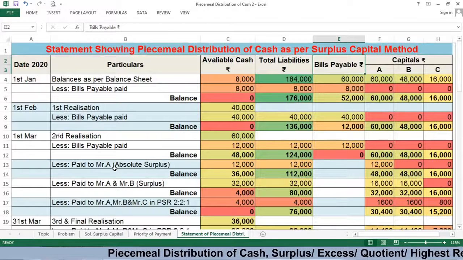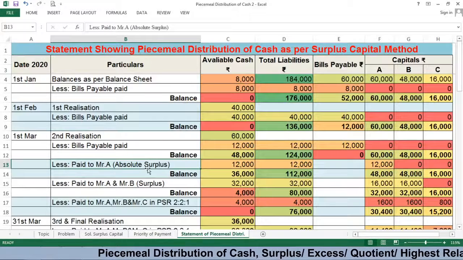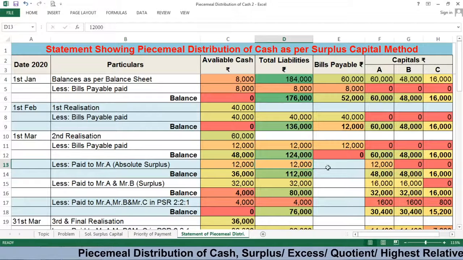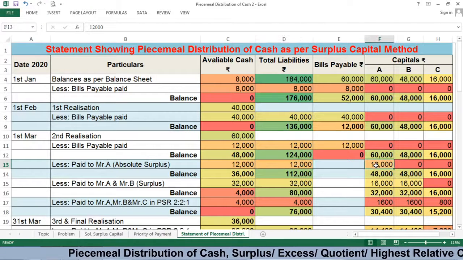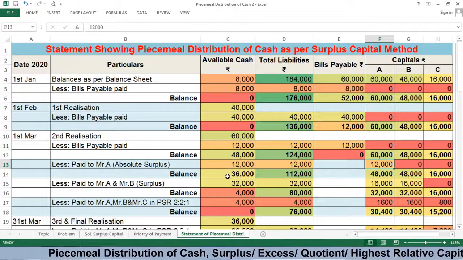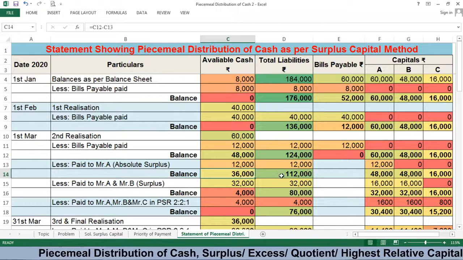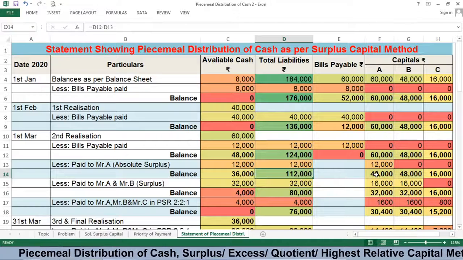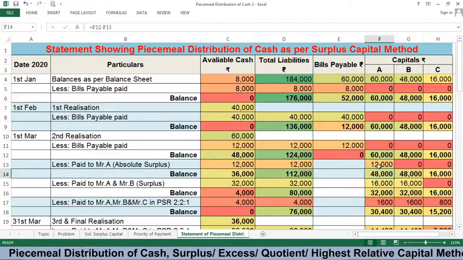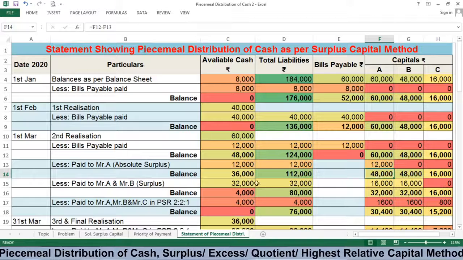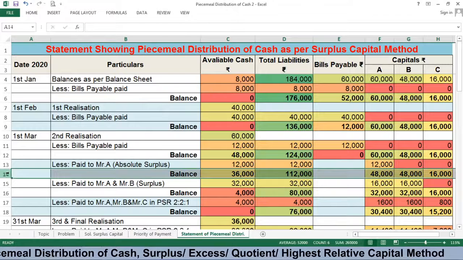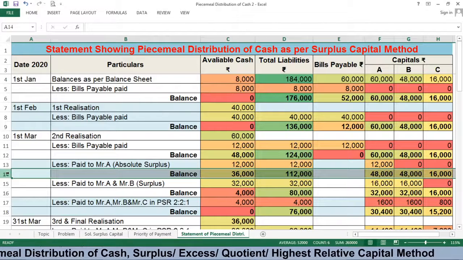So let's pay Mr. A his absolute surplus, that is 12,000. Then total liability will be reduced by 12,000, and Mr. A's capital will be reduced by 12,000. So after the payment of 12,000, our cash in hand is 36,000. Total liability comes to 1,12,000, and Mr. A's capital comes to 48,000. So this is our balance after the first payment, that is the absolute surplus payment.